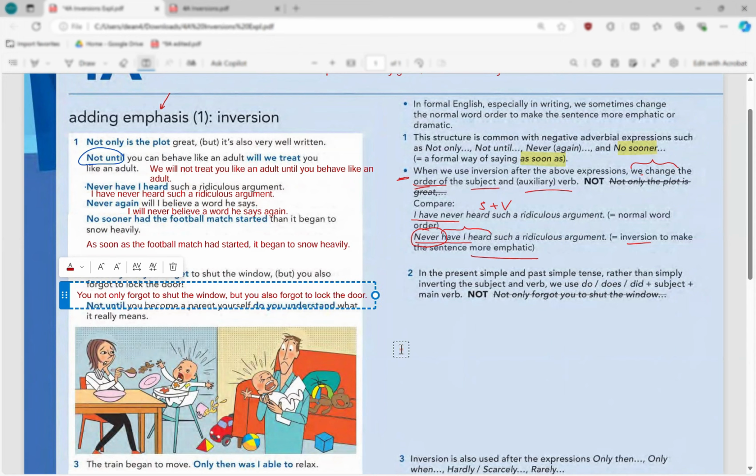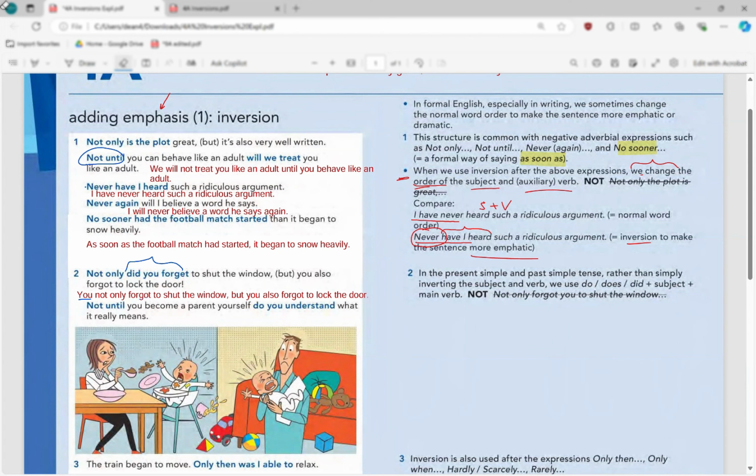You see, guys? Same. I mean, you not only forgot to shut. So when I start my sentence with you, the subject, that's a normal one. But when I start my sentence with not only, which is an adverbial phrase, then we should apply inversion. So when I apply inversion, I must follow the rules of questions. Here, did you forget? See, guys? Did you forget? Why? Because you forgot is past simple. Right.